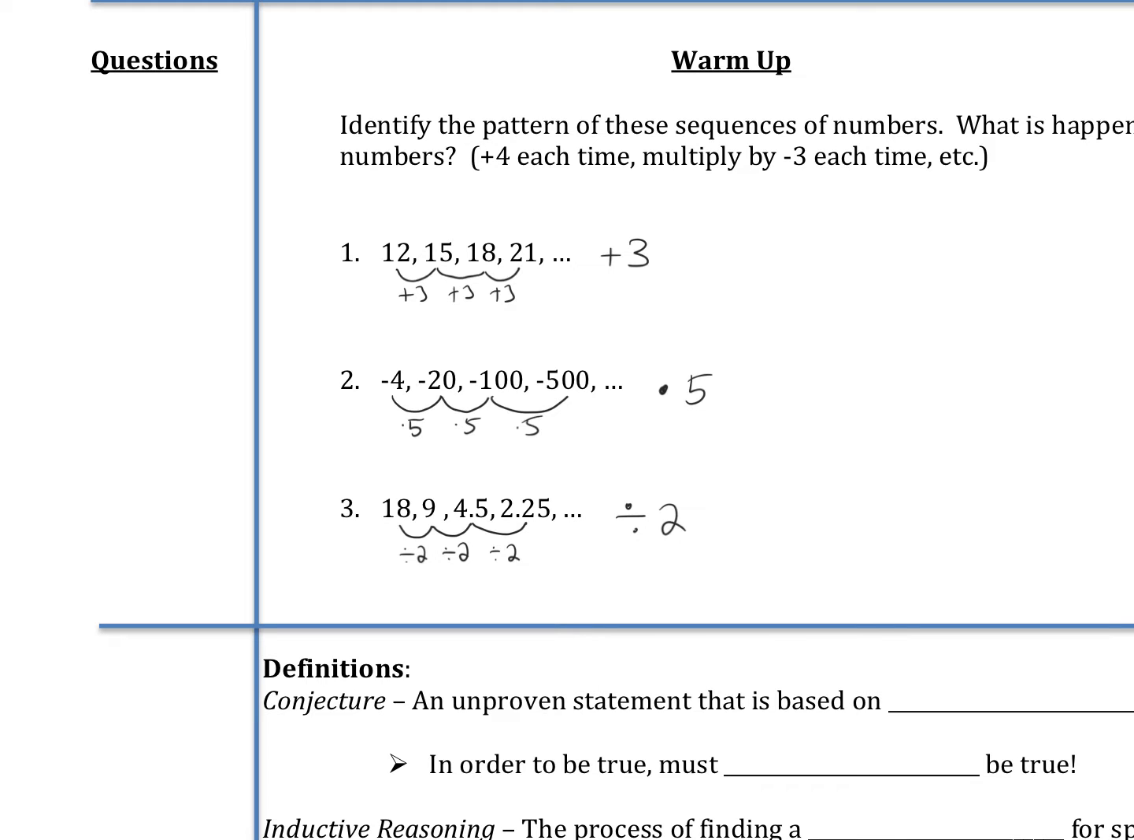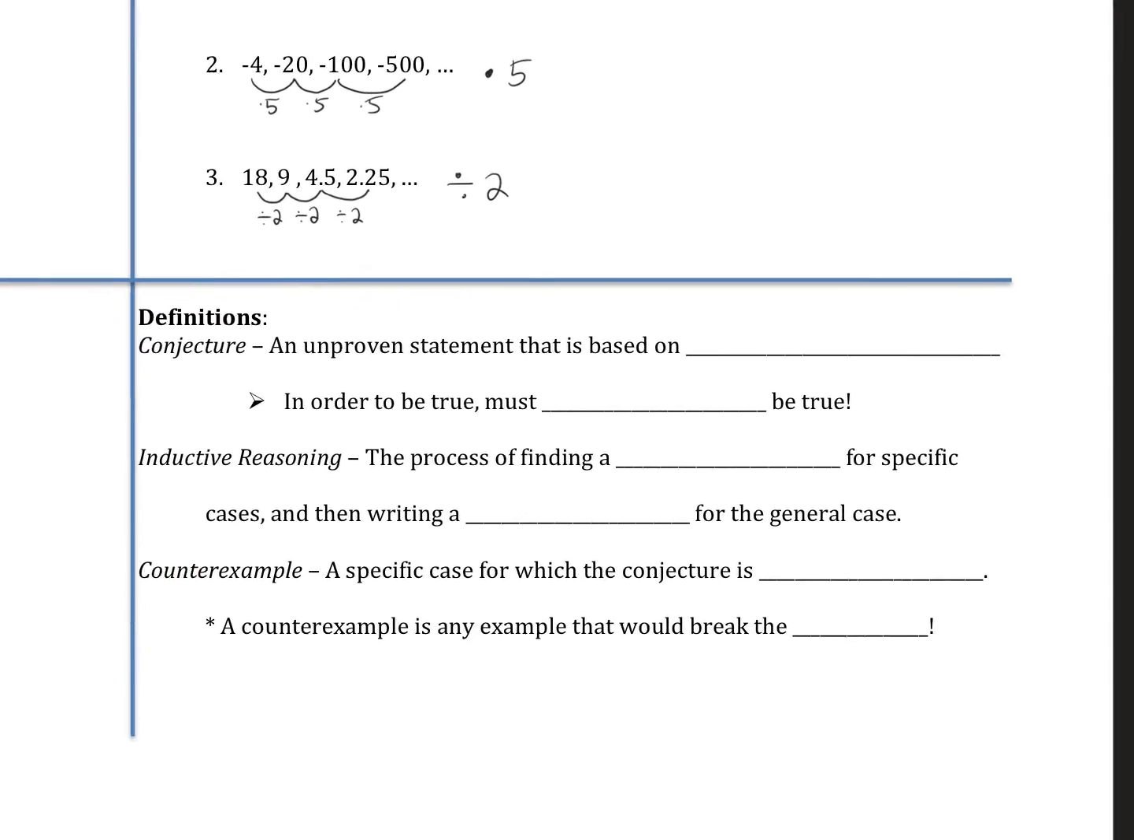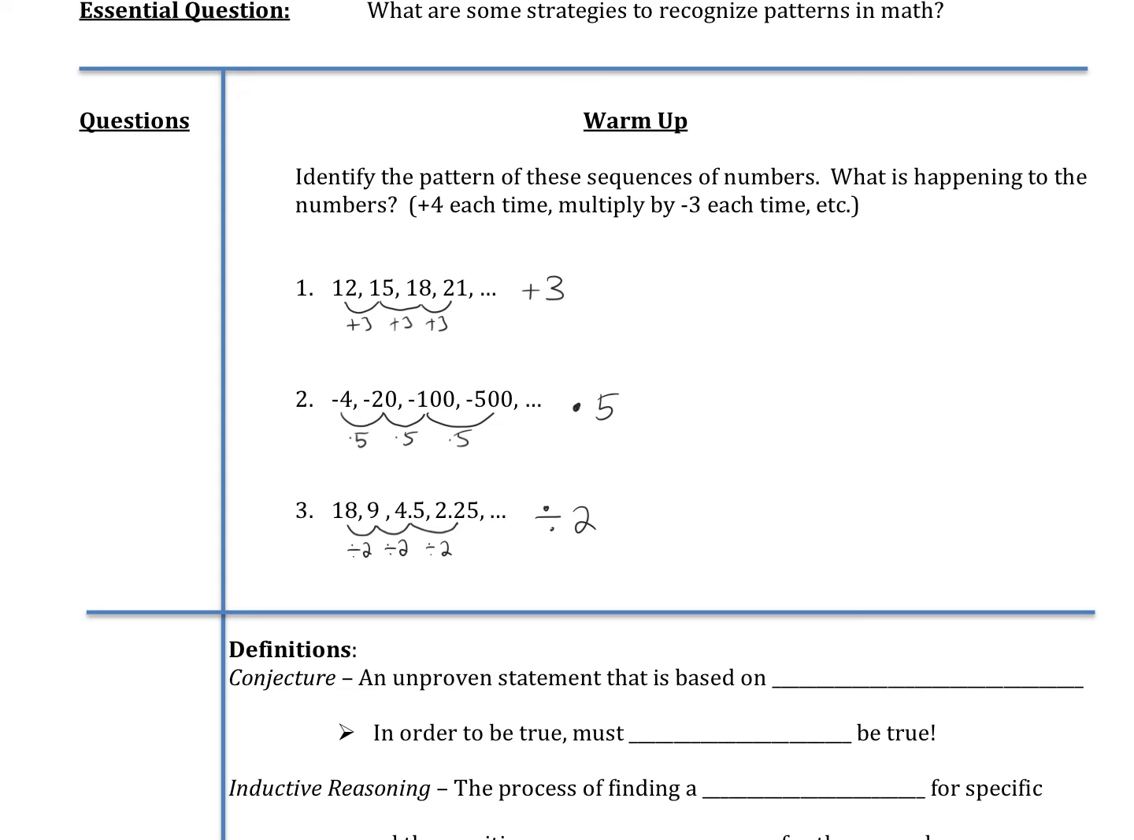So for these kind of problems, you just kind of want to try some examples and see kind of what works and make sure it's consistent across the entire set of numbers. Okay? All right, let's keep moving here. And these will be your answers. What's the pattern? Add 3 each time, multiply by 5 each time, divide by 2 each time.